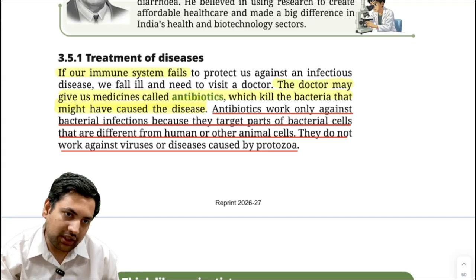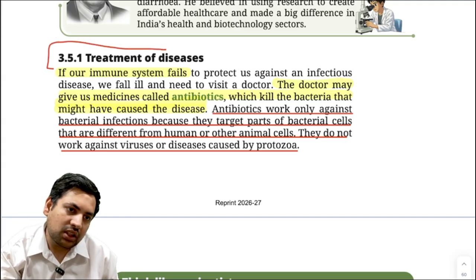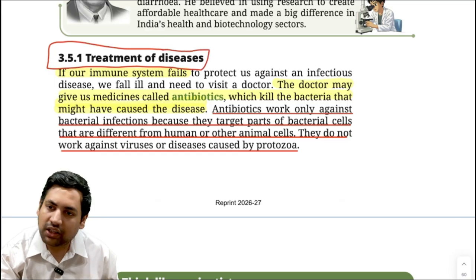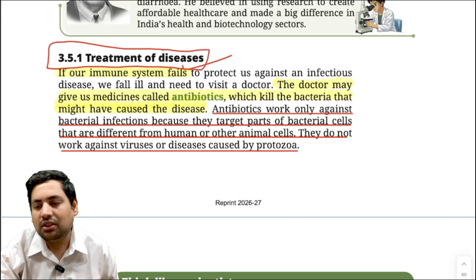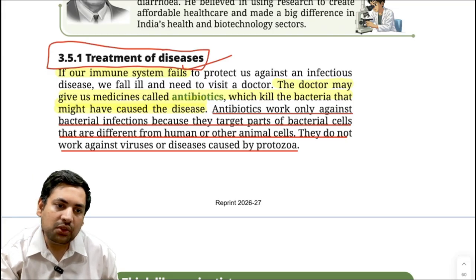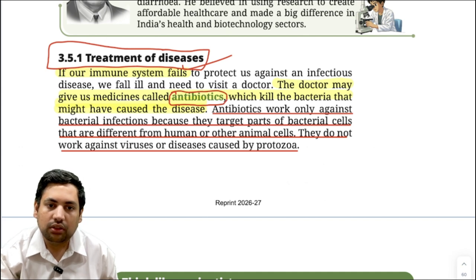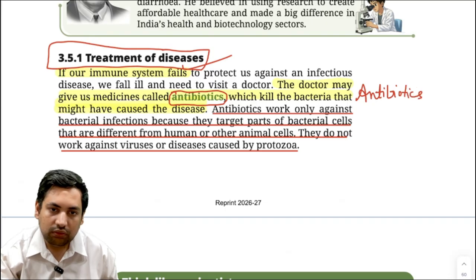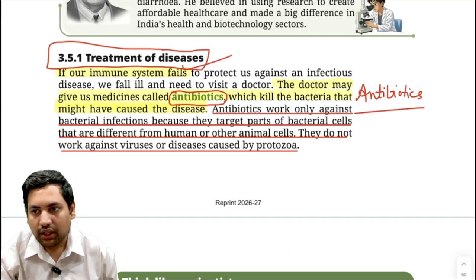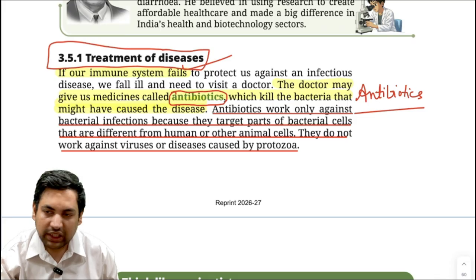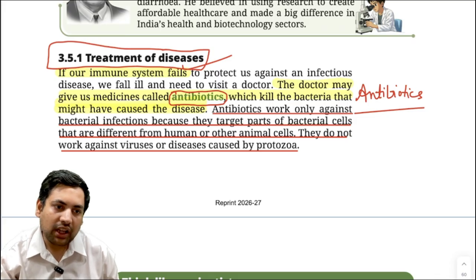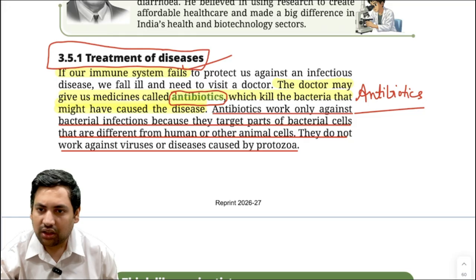Then, treatment of diseases. See, if the immune system is able to fight, nothing like it. Correct? It's the best thing. But if the immune system fails, now what happens? You go to the doctor. So the doctor may give you some medicines that are called antibiotics. Okay? Antibiotics are given by the doctors which kill the bacteria that might have caused the disease.